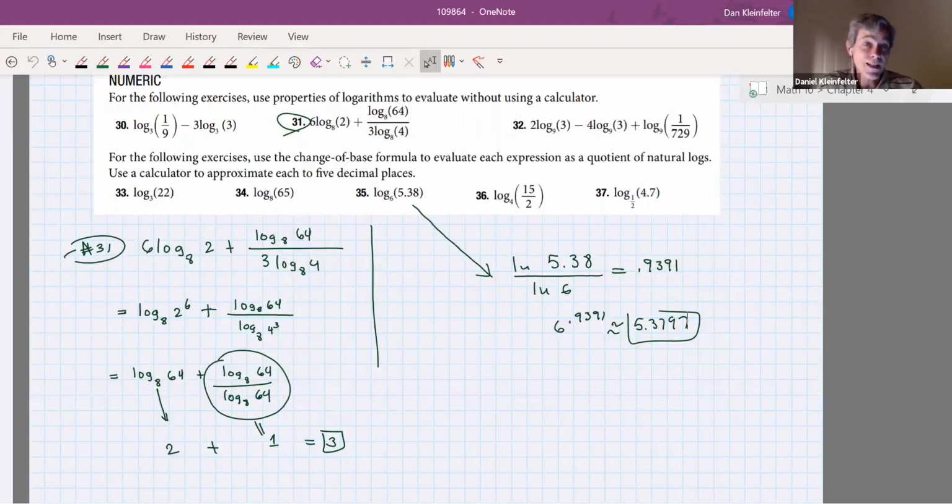So anyways, that takes us to the end of section 4.5. In the next section, we'll be working on actually solving equations, and we'll have some use for these properties in that section as well.